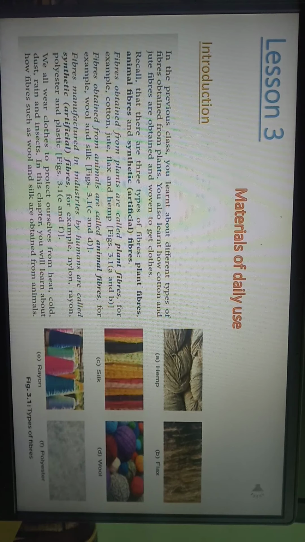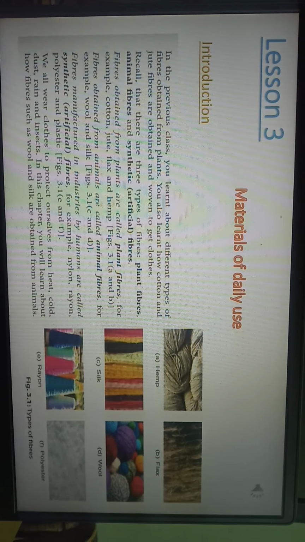In your previous class, you had studied about different types of fibers which we obtained from the plants. You have also learnt how cotton and jute fibers are obtained and then woven to get clothes. Once again I want to recall that there are three types of fibers: plant fibers, animal fibers, and synthetic fibers, isn't it?